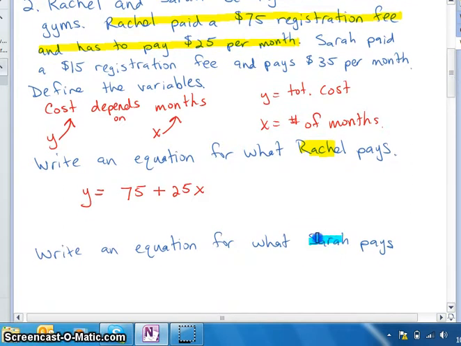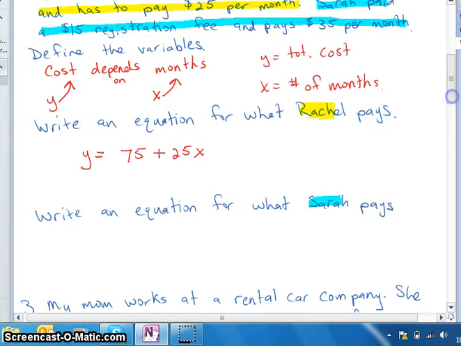What about Sarah? Sarah pays $15 registration fee and pays $35 per month. So, Y, her total amount that she pays, equals her registration fee plus 15 for every month. So she starts by paying $35 plus she has to pay $15 every month. So 15 times the number of months. 15 times X. Okay.